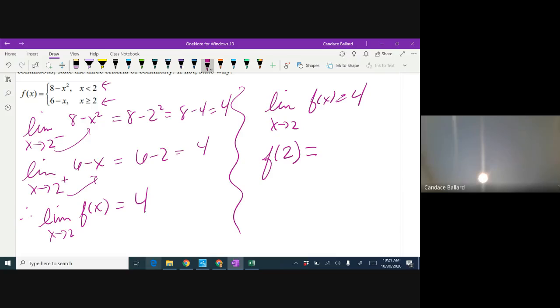So what branch do I go into, the top branch or the bottom branch of my piecewise for f of 2? Tell me. There we go. Good. Bottom branch. Good job.